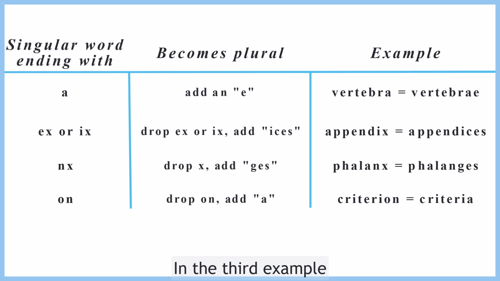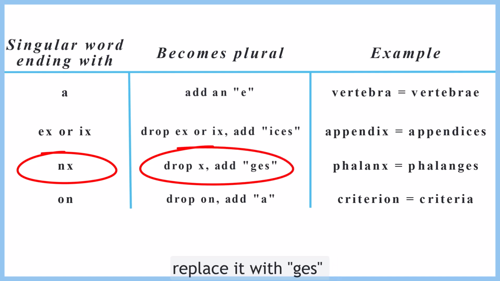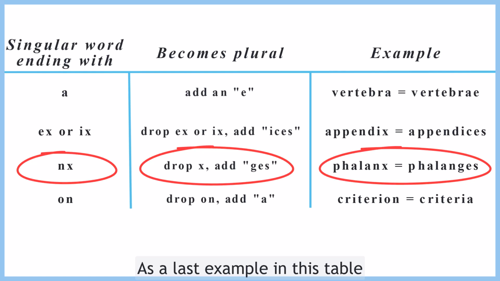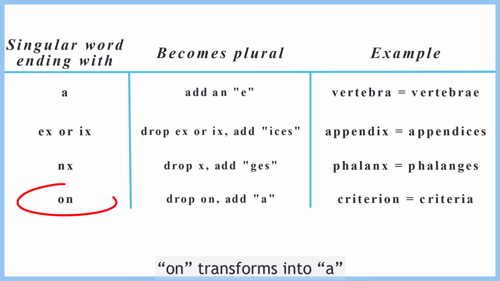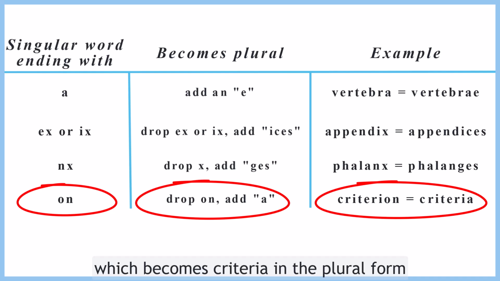In the third example, when x is at the end, it is replaced with ges. For example, phalanx turns into phalanges. As the last example in this table, on transforms into a. The most famous example is criterion, which becomes criteria in the plural form.